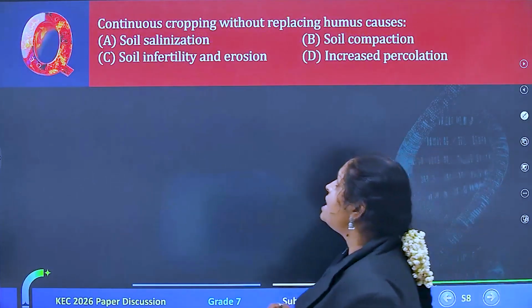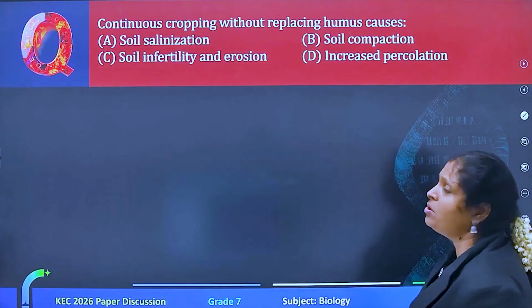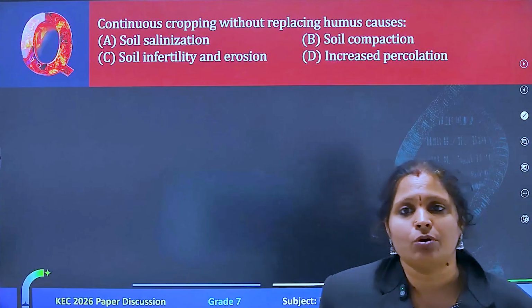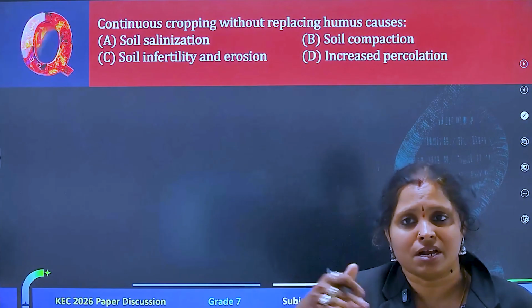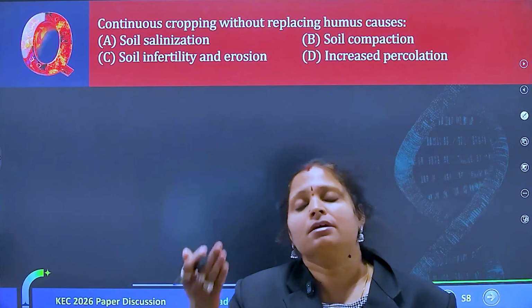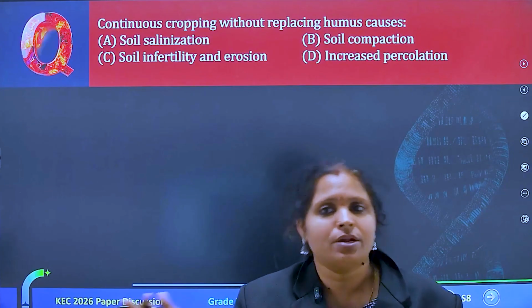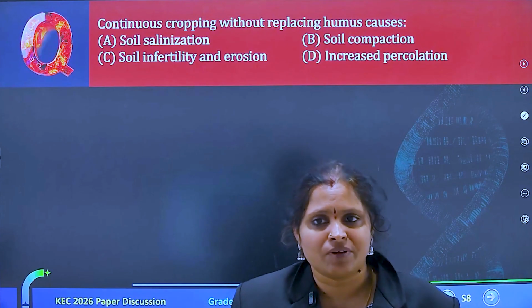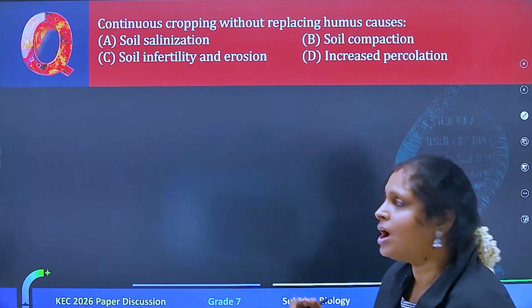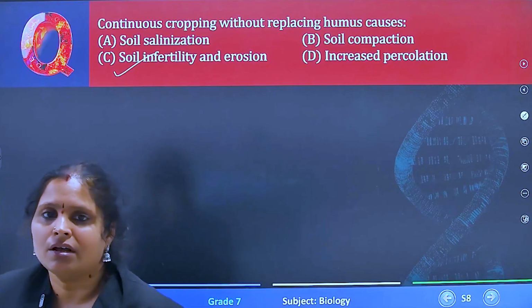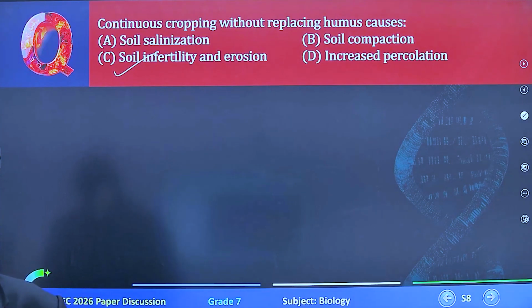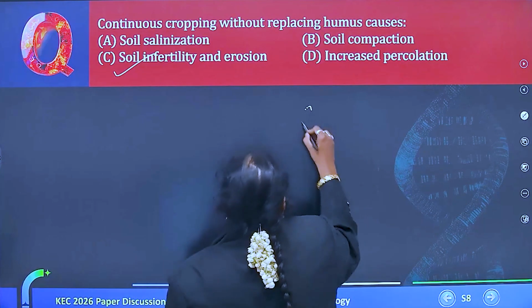Coming to the next question. Continuous cropping without replacing the humus. What happens if you don't replace the organic matter and keep growing the same crop? All the nutrients will be vanished. A is not the answer. Continuous cropping without replacing the humus causes soil infertility and also erosion. C will be the correct answer.